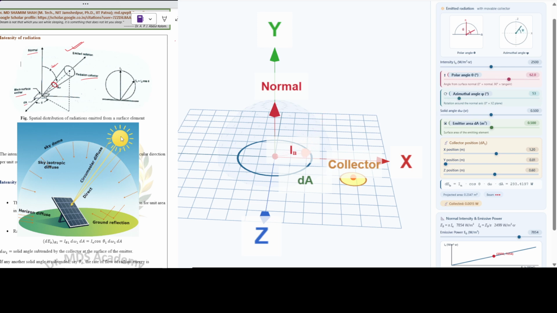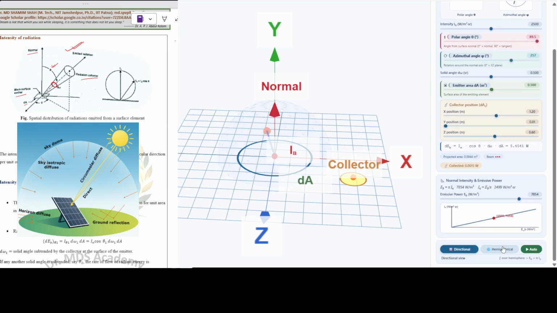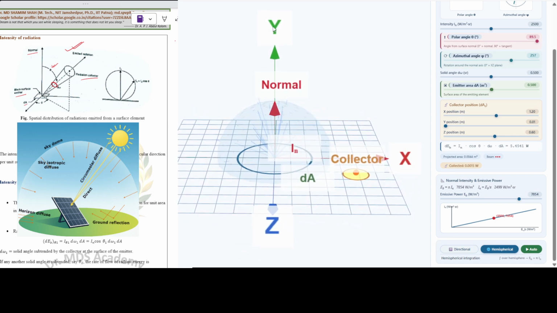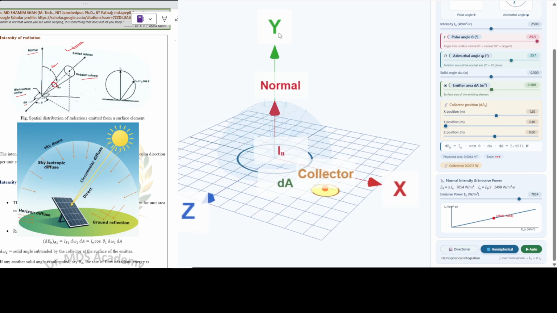This is the sun, which is generally considered an emitter, and the solar plate we have on the ground is our collector. At certain angles it will receive maximum emissive power. We will try to understand this from the animation. In the animation, this is our hemisphere. The normal is perpendicular to this plane, x in this direction, y along the normal, z in this direction.